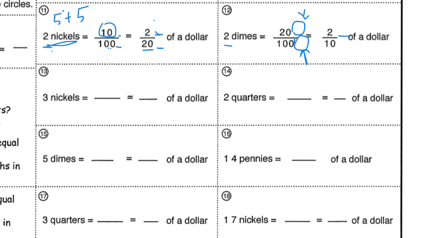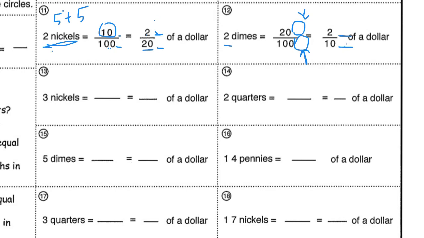What do you think you're going to put right next to the 2 and the 10? See if you can write that before I tell you. That's right. You're going to put a D next to the 2 and a D next to the 10, because that's 2 dimes out of the 10 dimes that it takes to make a dollar.